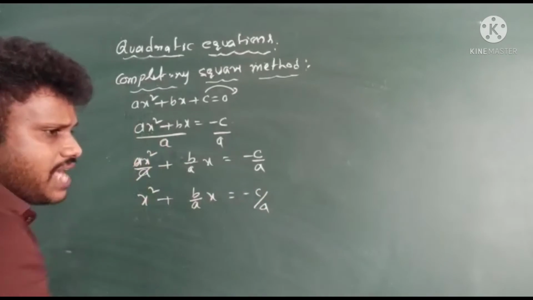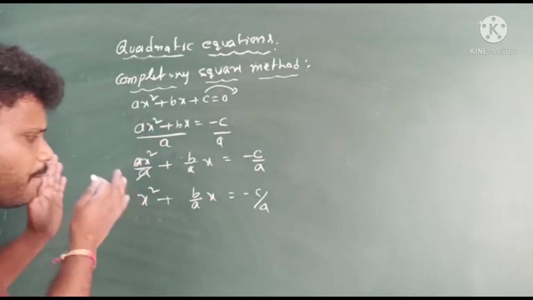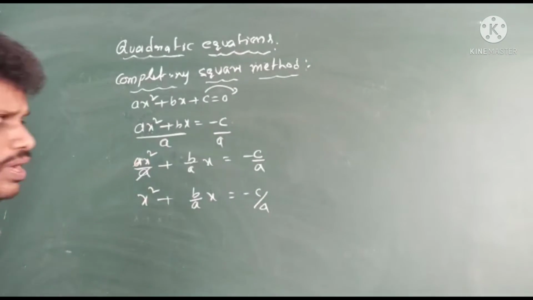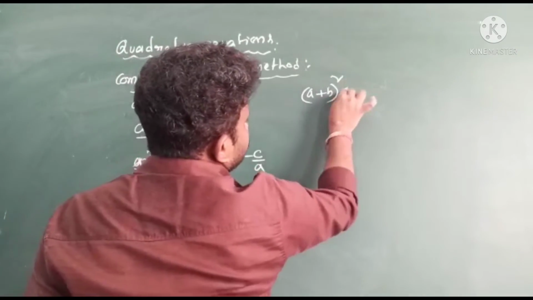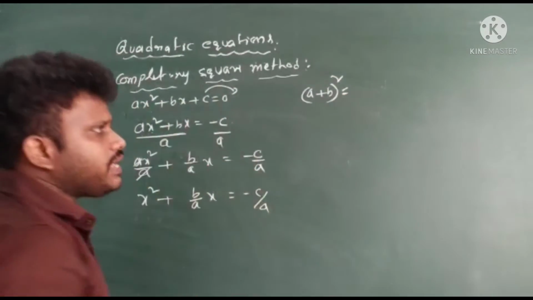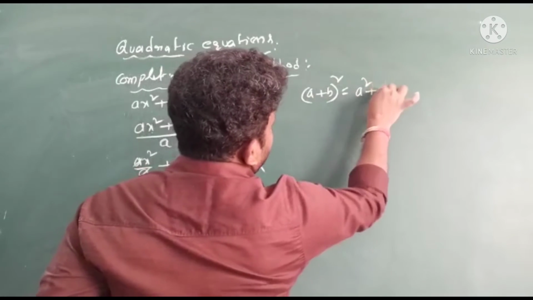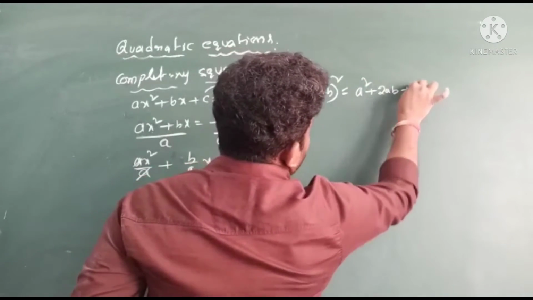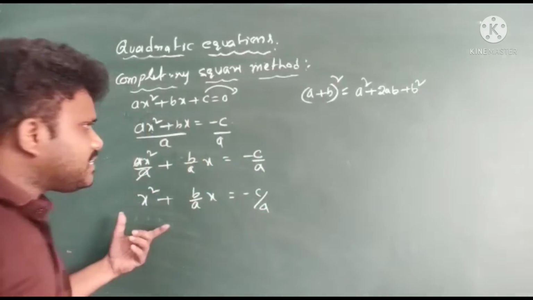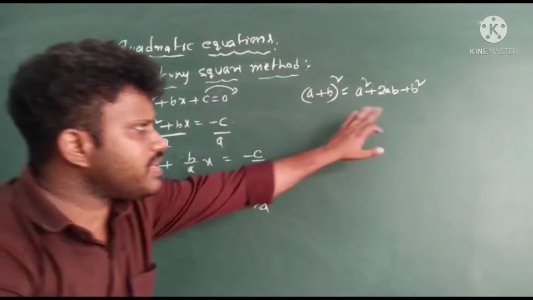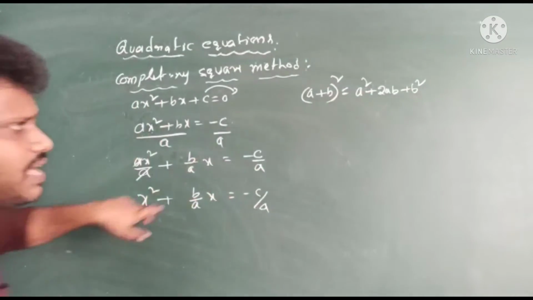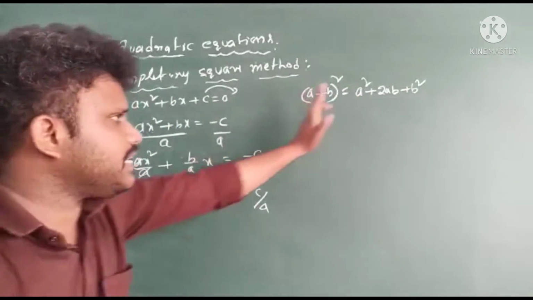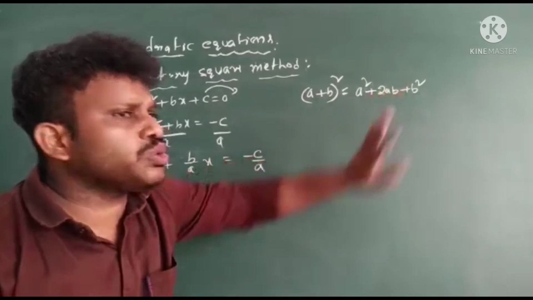Now I want to make the left hand side a perfect square. For a perfect square, we know the formula for a plus b whole square, which is a square plus 2ab plus b square. Now I want to convert the LHS into this form. The first term is a square, so I can consider x square as a square. Now the second term is 2ab.